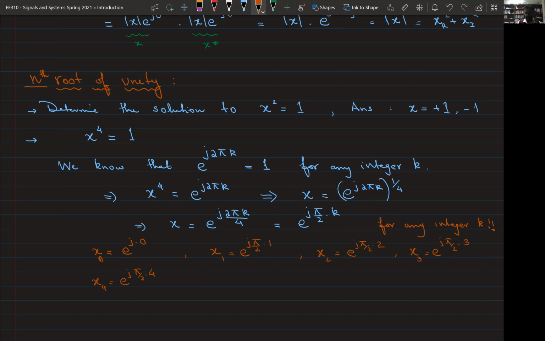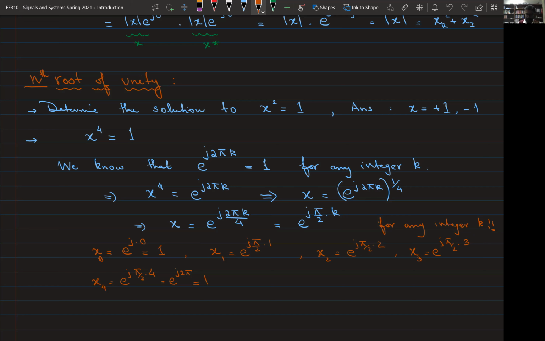x4 is e raised to power j pi by 2 times 4, right? So let me just stop here. What is e raised to power j pi by 2 times 4? This is nothing but e raised to power j times 2 pi. But I know that that is nothing but 1. And e raised to power j times 0 is equal to 1 as well, right? So the x0 solution is exactly the same as the x4 solution.